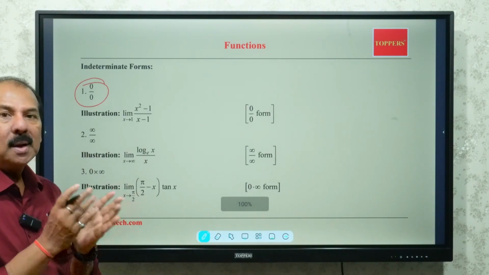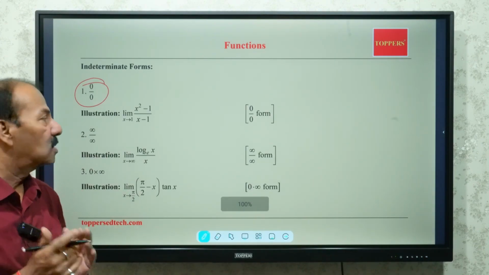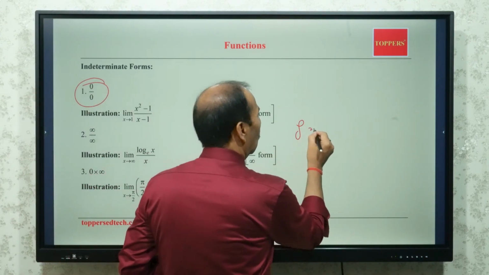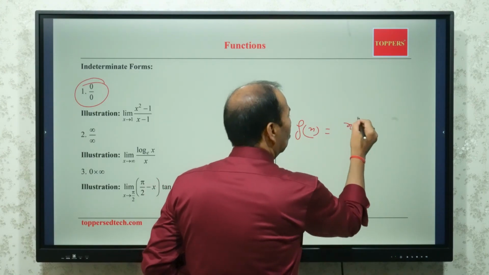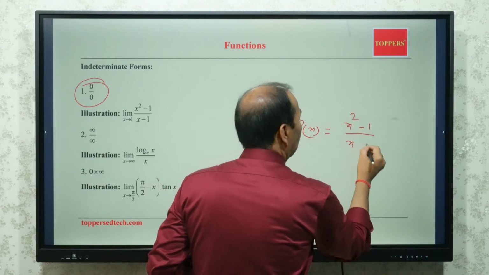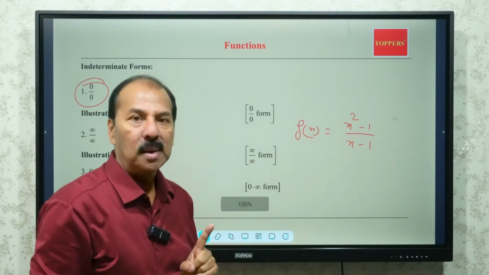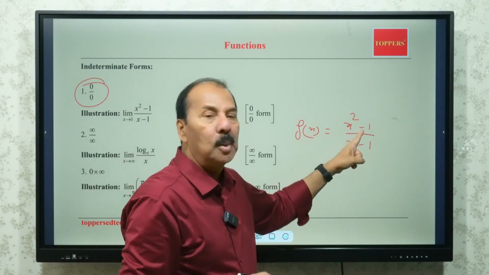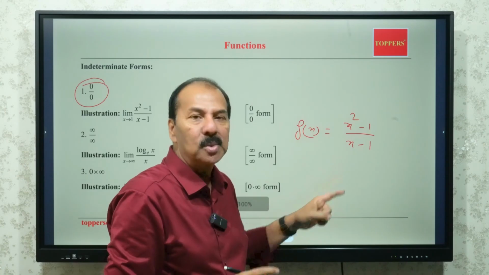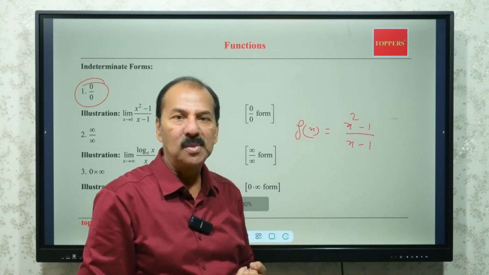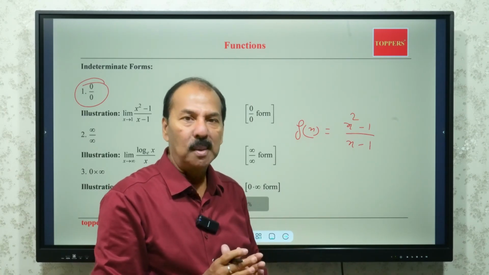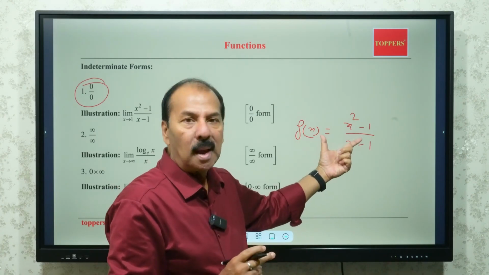We can't calculate the value of the function f of x is equal to x squared minus 1 divided by x minus 1 at x is equal to 1, because at x equal to 1, the numerator is 0, the denominator is also 0, and it attains the form 0 by 0, which is supposed to be indeterminate. And that's why we can't calculate it.